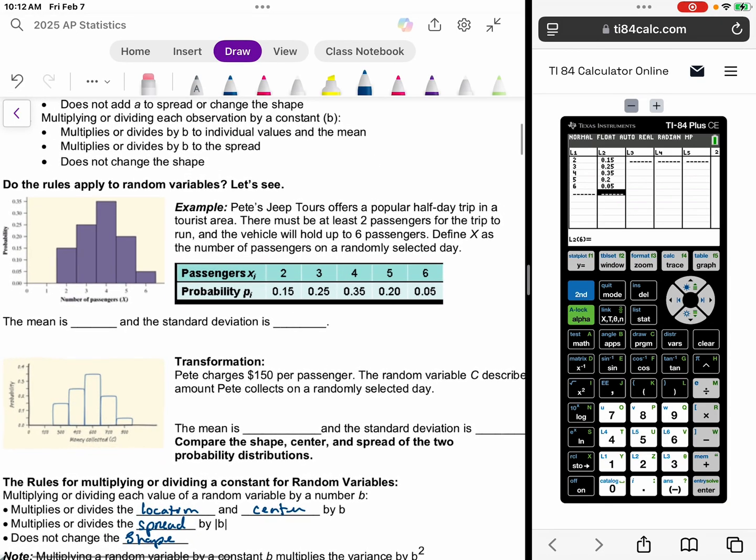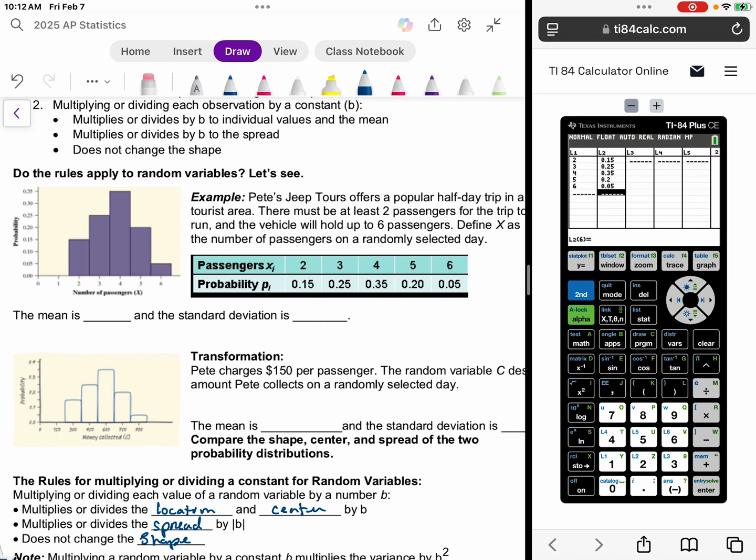So here's our first example. We're trying to say, do these rules apply to random variables, like this new topic we're in right now? Pete's Jeeps Tours offers a popular half-day trip in a tourist area. There must be at least 2 passengers for the trip to run, and the vehicle will hold up to 6 passengers. We define X as the number of passengers on a randomly selected day. Based on the data, the probability that there are 2 passengers is 15%, 25% for 3, and 35% for 4 passengers. 5 passengers are 20%, and 6, 5%.